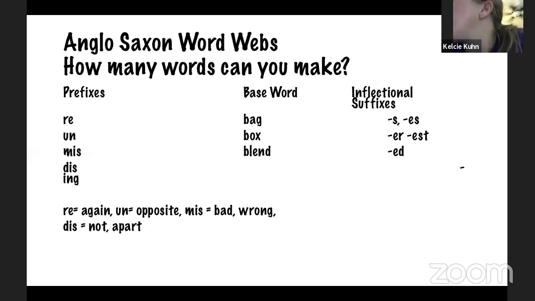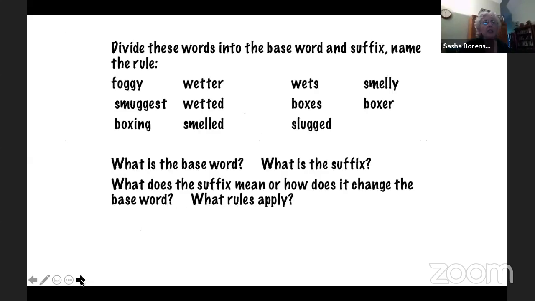Did somebody say reboxing? I don't know if anybody said reboxing. So what does the re mean? Again. And the ing. What does the ing mean? You got the right hand up. It's continual action. Not past, continuing. Okay.